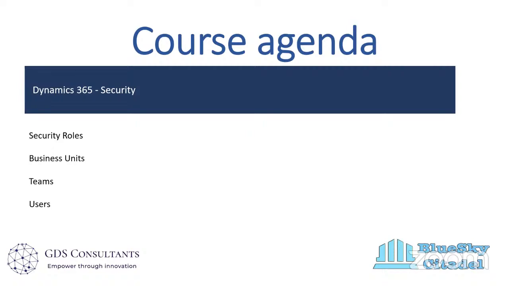And with business units, security roles and users are linked together in a way that conforms to the role-based security model. If you use business units together with security roles, you then control how people access data, or you control data access, depending on their job.